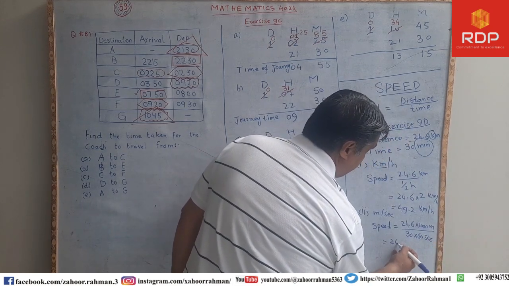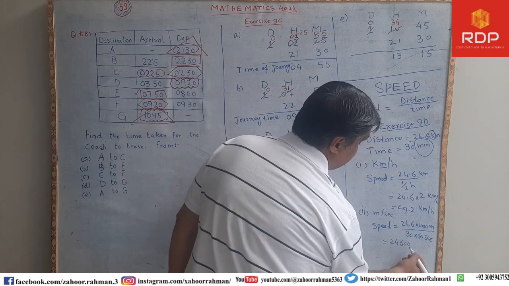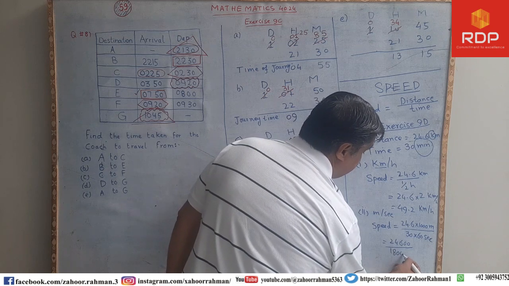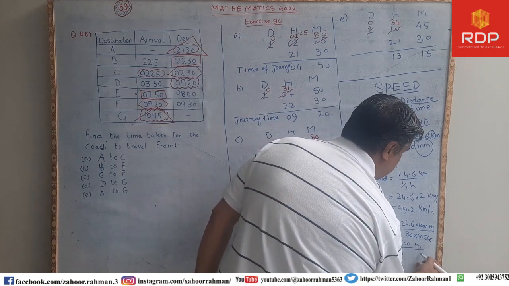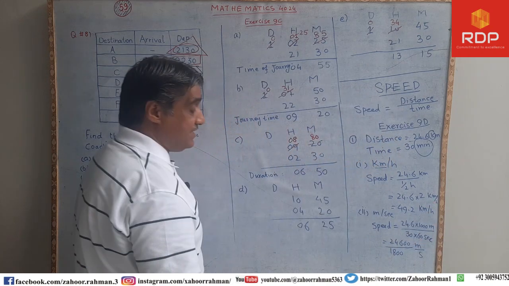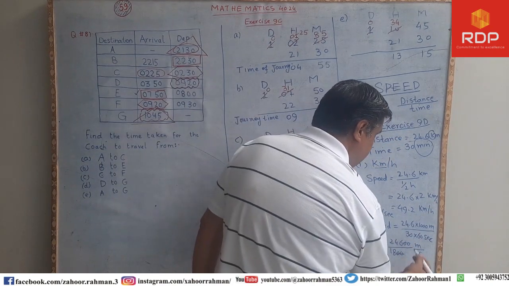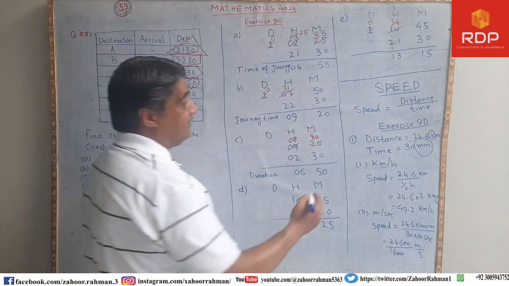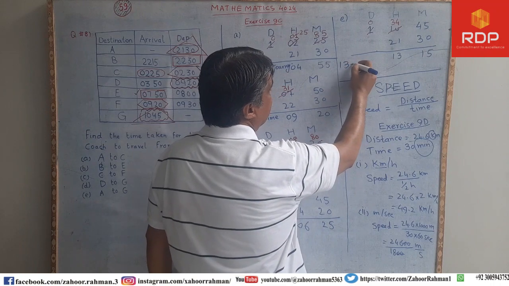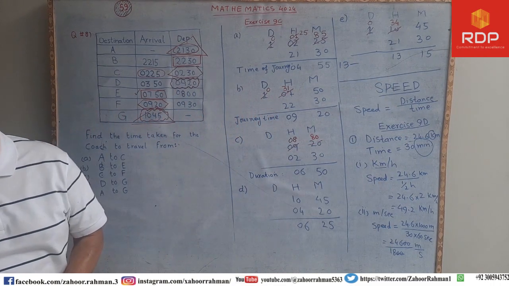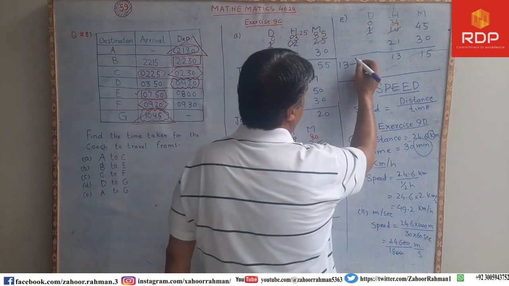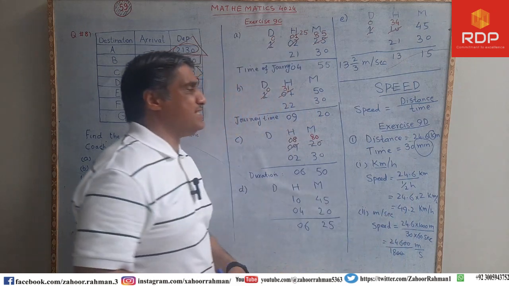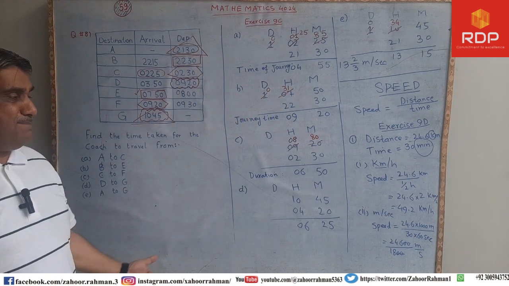So it will be 24,600 and this will be equal to 1800 meter per second. That is meter and this is second. These two zeros will be cancelled with this one, and when we calculate it, I am writing it here 13 whole 2 over 3 meter per second. That was a test given to you for the speed.